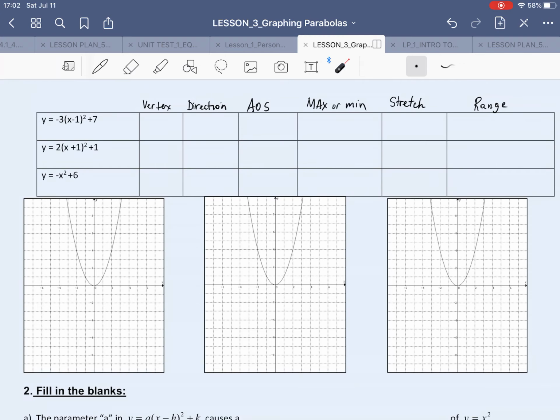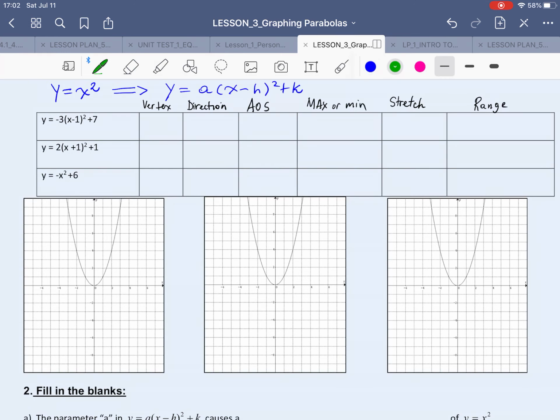Hello and welcome back. This is a continuation of lesson 3 where we were discussing the transformations of quadratic relations of the form y equals x squared. So as we've mentioned, y equals x squared is the equation of the basic parabola, and the transformations are described by the equation y equals a(x minus h) squared plus k.